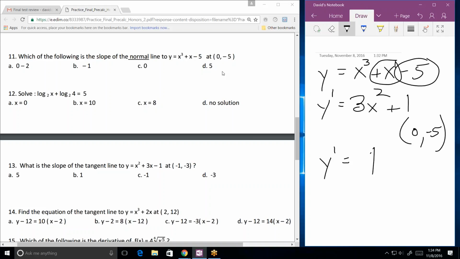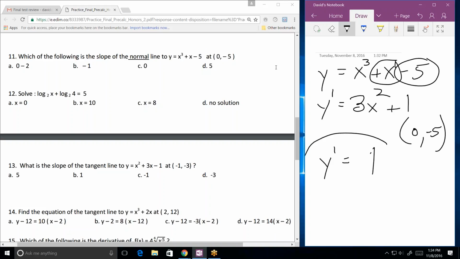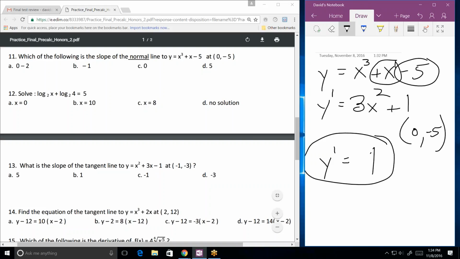No matter what this function looks like, notice they haven't drawn it, the slope of the tangent line at x equals 0 is 1. They didn't ask for the slope of the tangent line. They asked for the slope of the normal line. If we know the slope is 1, what's the slope of the normal?